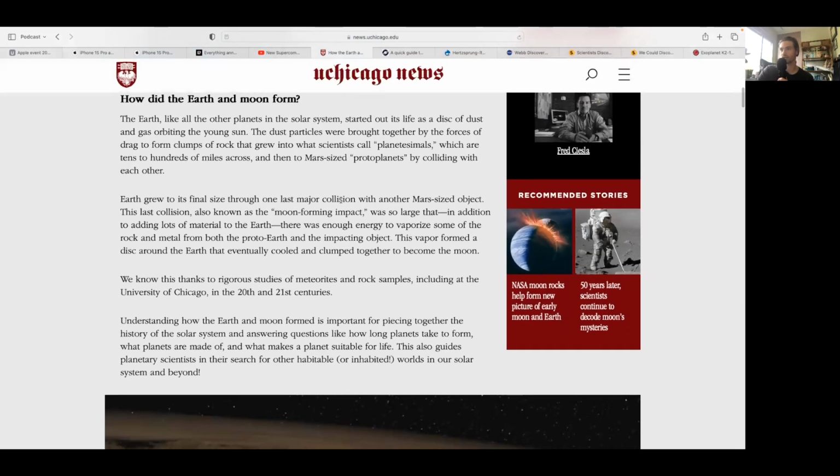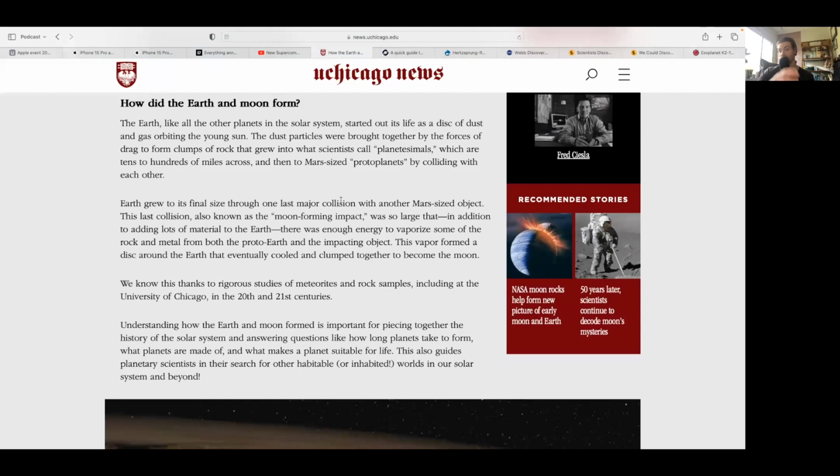So, big question is, how did it form? It was obviously, by most people's guess, a collision of some sort. The dust particles were brought together by the forces of drag to form clumps of rock that grew into what scientists called planetesimals, which are tens to hundreds of miles across, and then to Mars-sized protoplanets by colliding with each other. So Mars size, so fairly large planets.